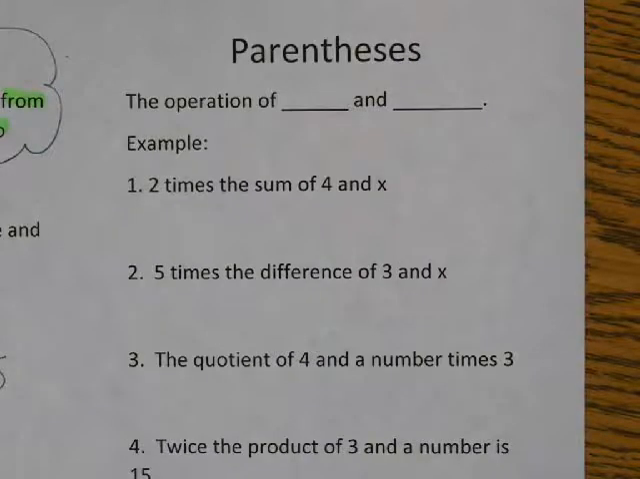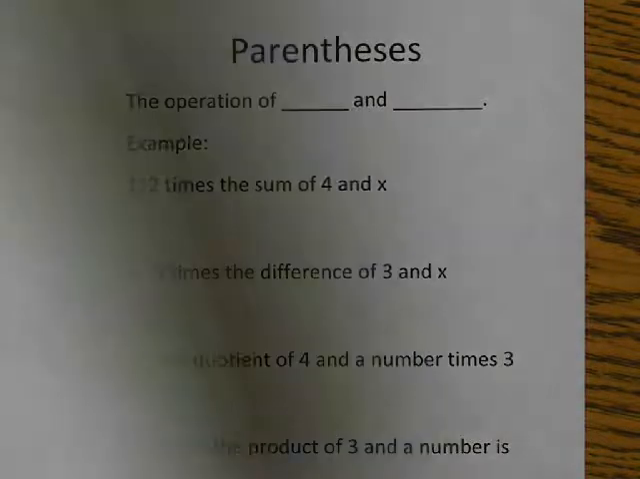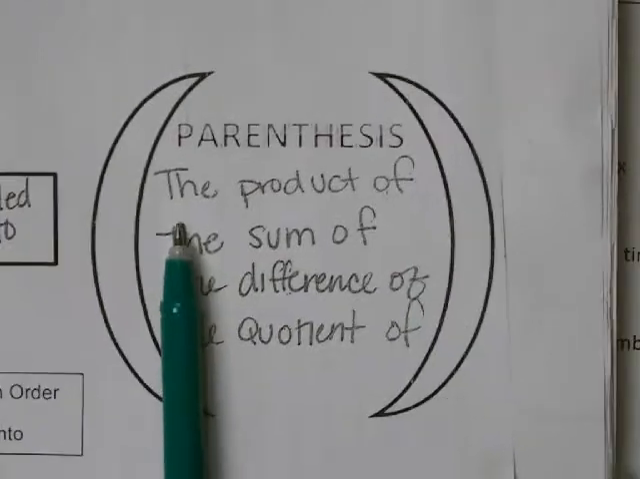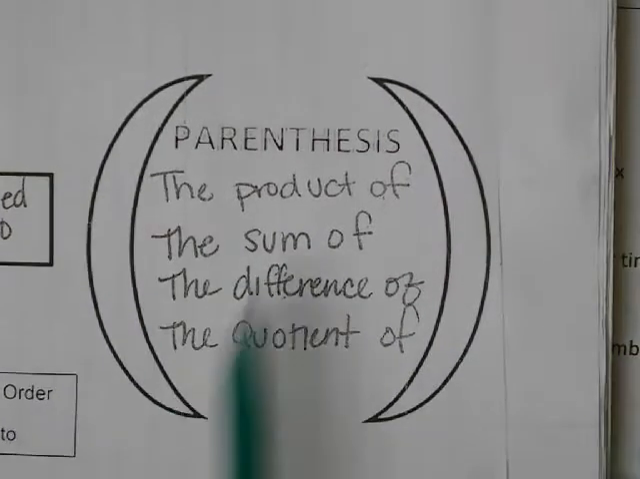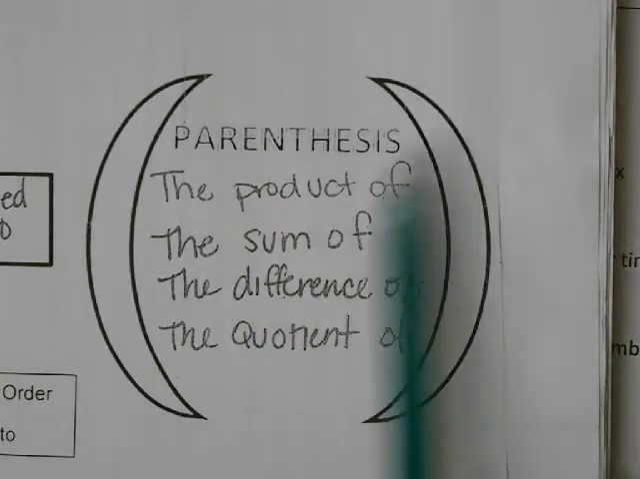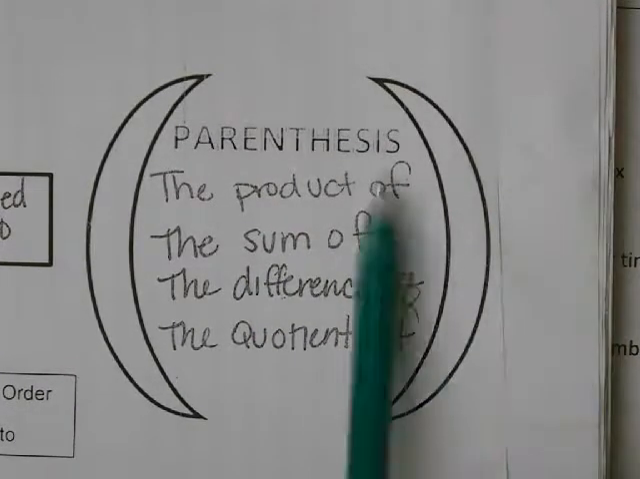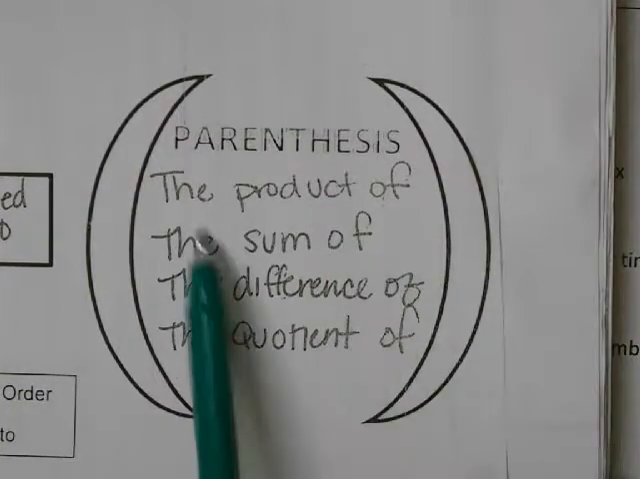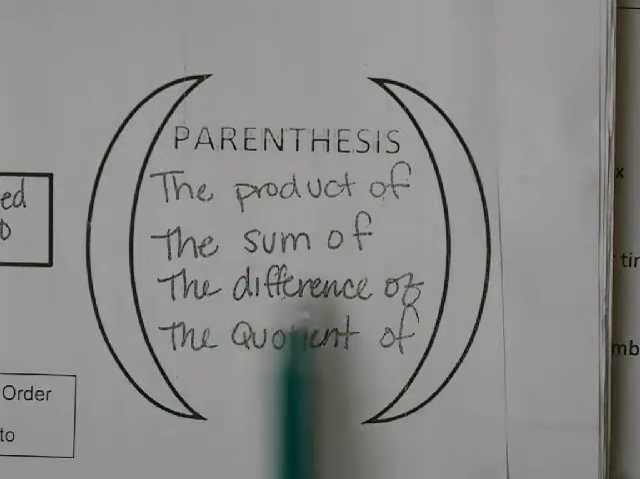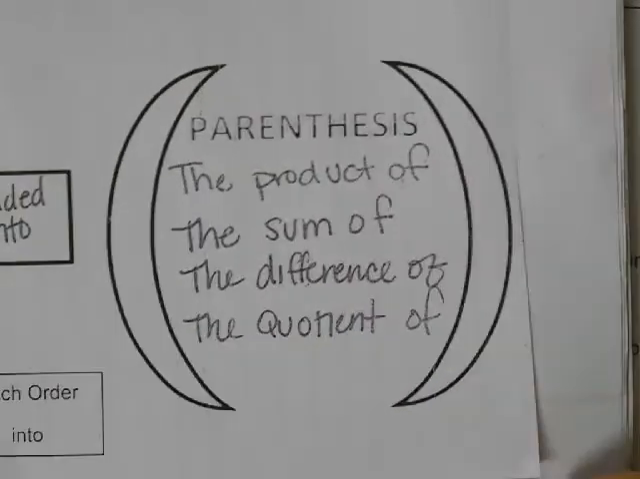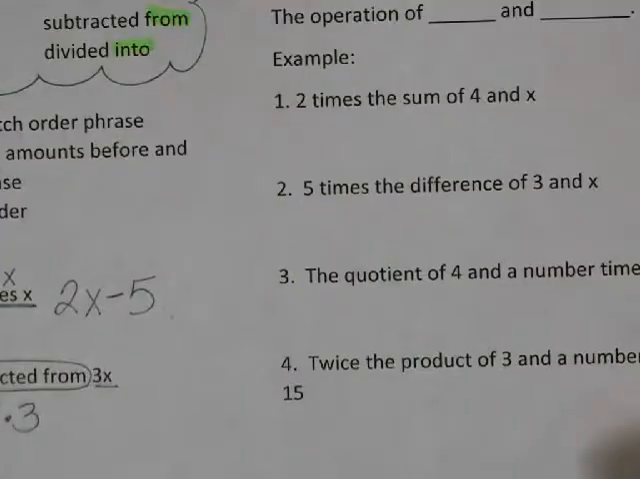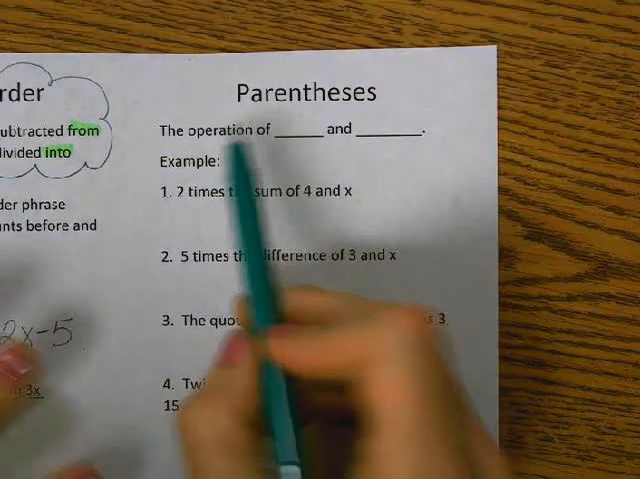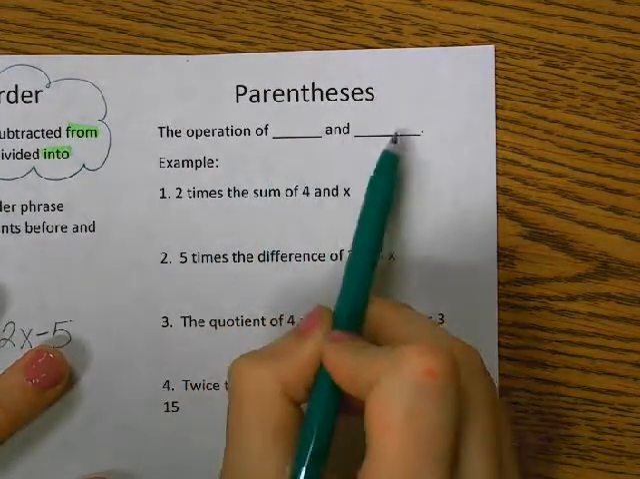Now, the next thing I want to talk to you about is parentheses. If you look in the parentheses part on our word mat, all of these have the same phrase. They all have the, and then they say product, sum, difference, quotient, and then they all say of. So they all have the same words at the very beginning of the phrase and the very end of the phrase. If you see the product of, the sum of, the difference of, or the quotient of, that means you're going to use parentheses. And just like with switch order, I have a really special way to talk about that. We're going to say it's the operation of something and something.